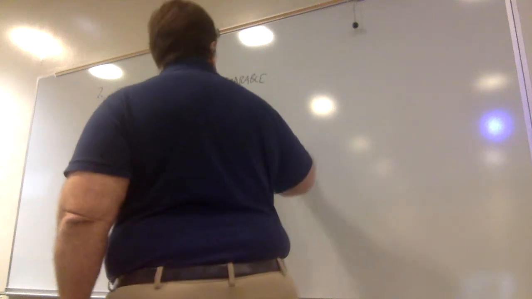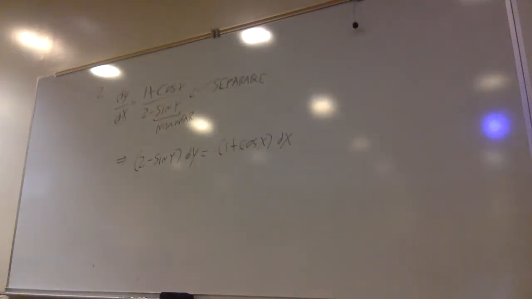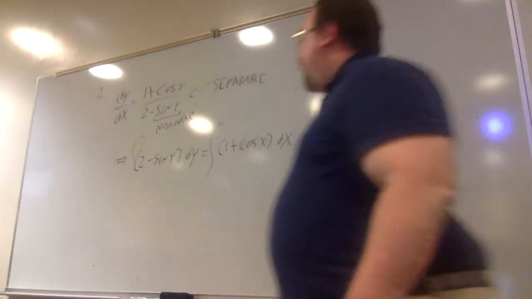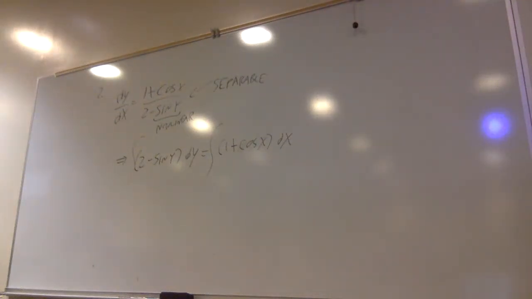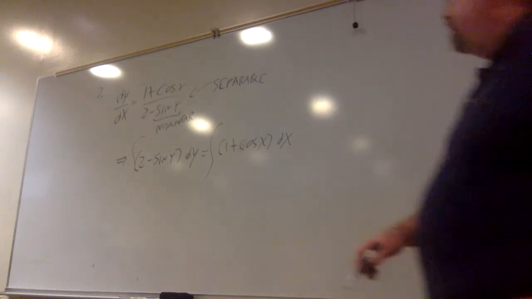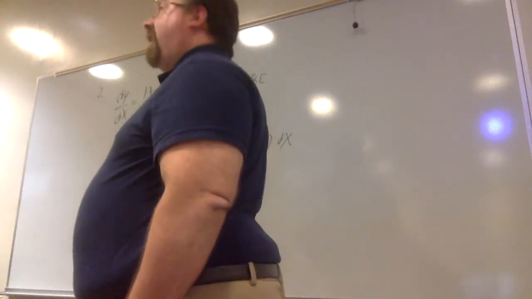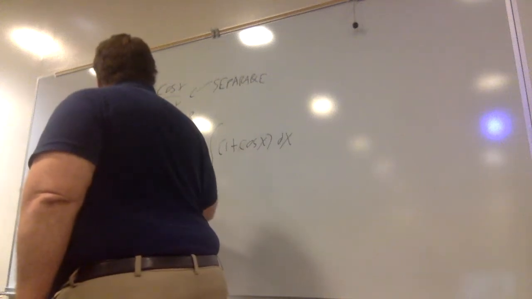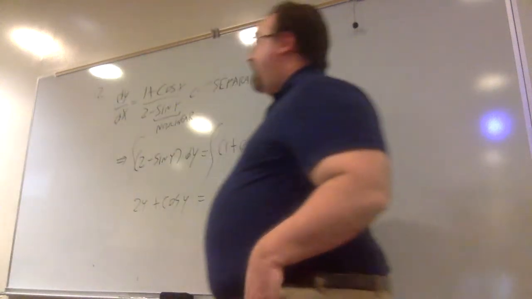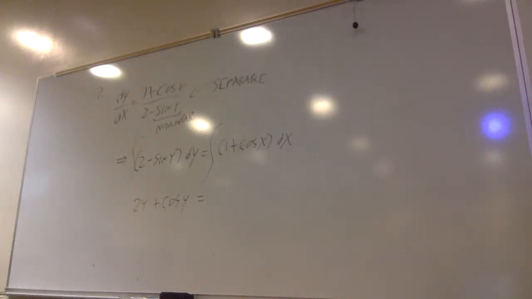So now we have 2 minus sine y dy is equal to 1 plus cosine x dx. So you're rearranging to get everything on one side. Then you can just slap an integral sign on it and go from there. Be sure to integrate with respect to the correct variable: y on the left, x on the right. So you have 2y, and then the derivative of cosine is minus sine, so we would have plus cosine y. You don't need a plus c on both sides. You only need it on one side or the other.